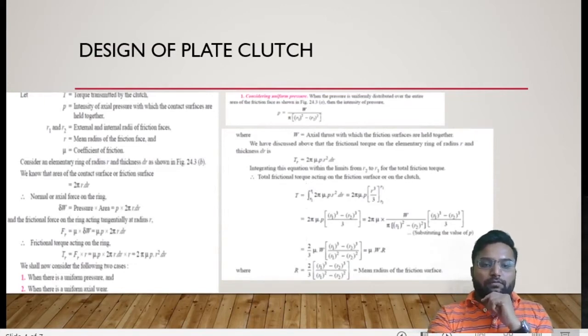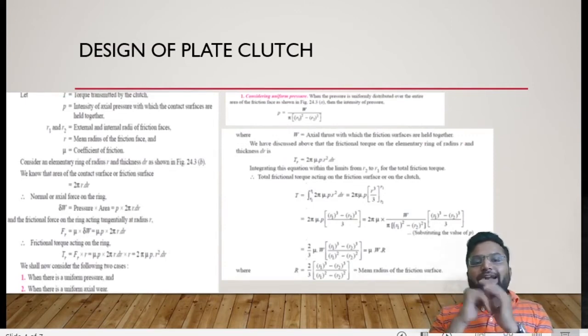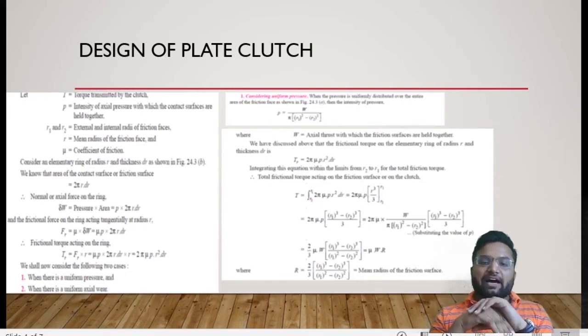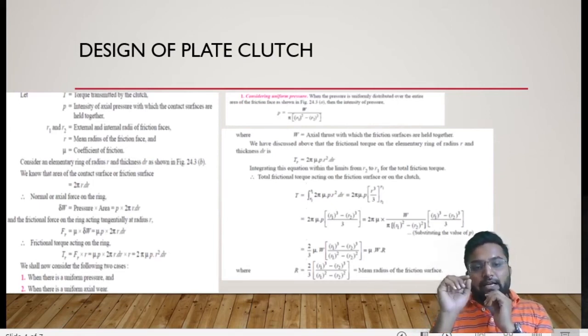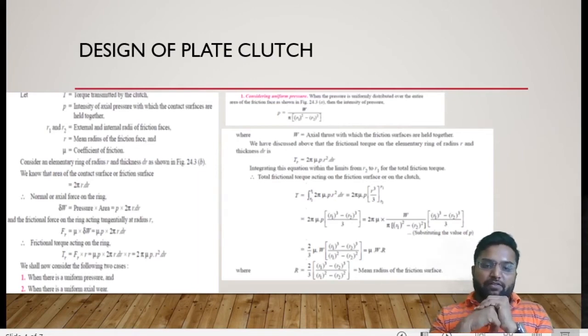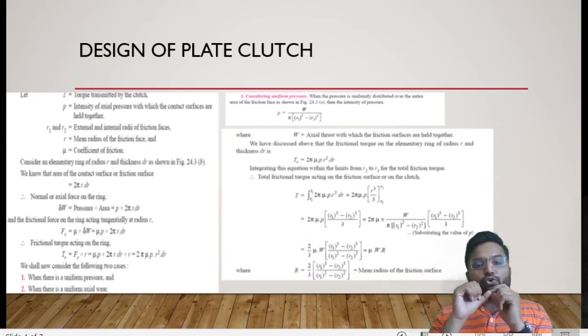Nomenclature for this particular theory goes like this: torque, which is denoted by T, P, which is maximum pressure intensity, R1 and R2 are outside and inside radius of our plate. R is the mean or effective radius, which is considered for that dr thickness. Mu is the coefficient of friction. So by considering that particular element dr, area for that dr will be 2 pi r dr, and force for that particular element will be p into 2 pi r dr.